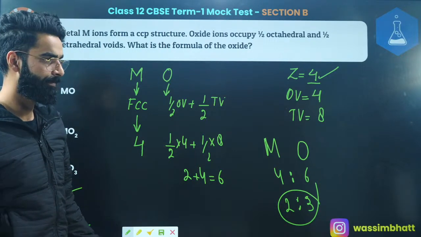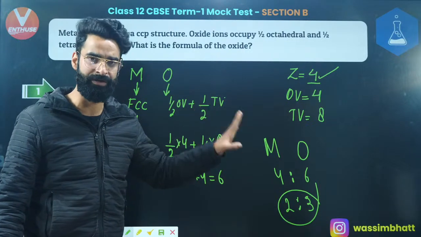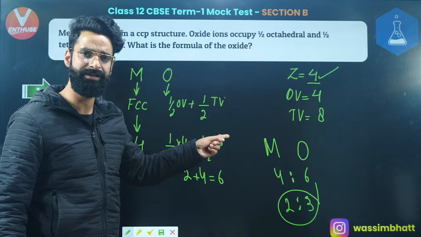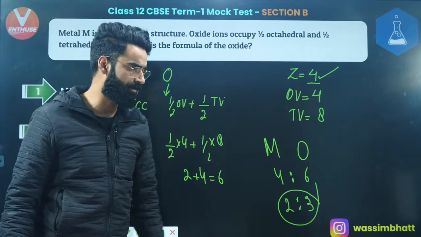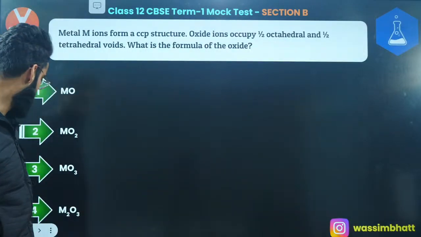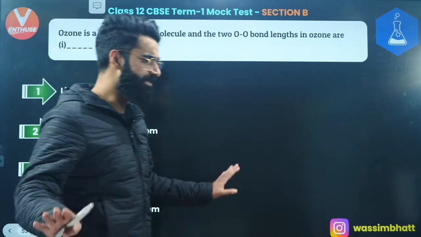Simple. So do remember, whatever will be the value of Z for a unit cell, the same is going to be the number of octahedral voids in that unit cell. Twice of that is going to be the number of tetrahedral voids in that unit cell, right? That's something which I assume everyone would have taken a note of, correct?